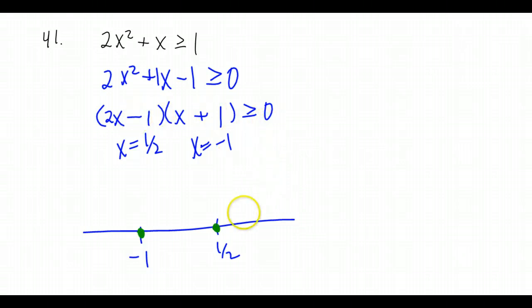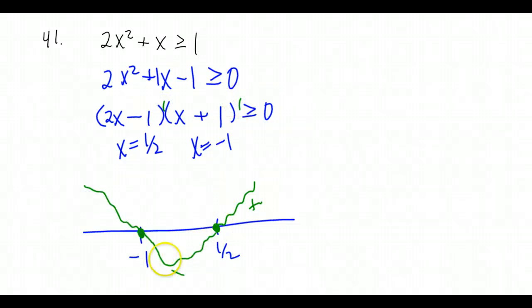Plug in a number bigger than 1/2, like 10. That's a positive number. That's a positive number. Starts up here. That's positive in that interval. These are both to the first power. A lot of these squiggly lines look like this, don't they? This is negative. This is positive.